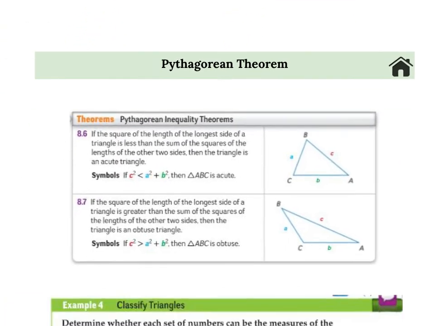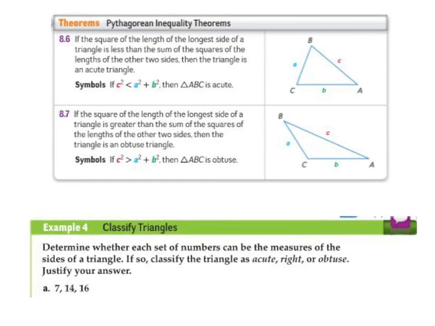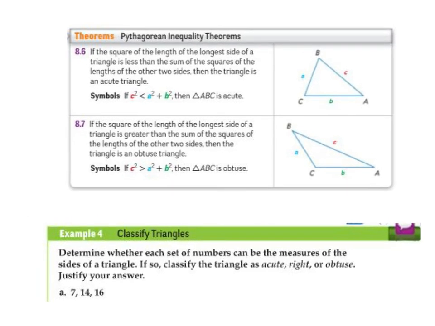Okay, and the last new little thing that we're going to cover, you may have seen this before, may not. There's something called the Pythagorean inequality theorem. What that means is, if the square of the length of the longest side is less than the sum of the squares of the other two sides, then the triangle is going to be acute. So if c squared, your hypotenuse, is less than a squared plus b squared, then your triangle itself, ABC, is acute.